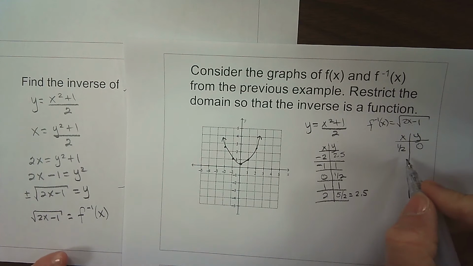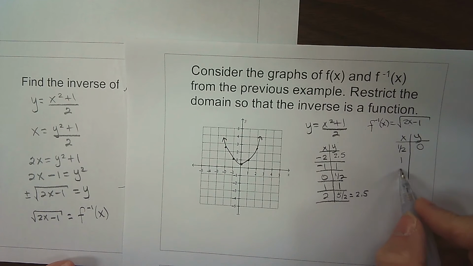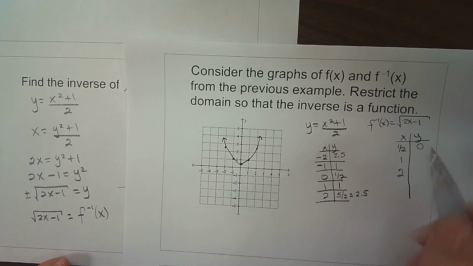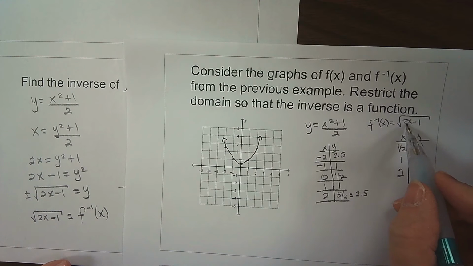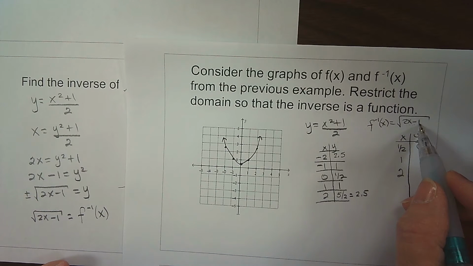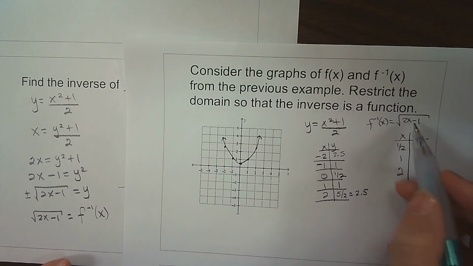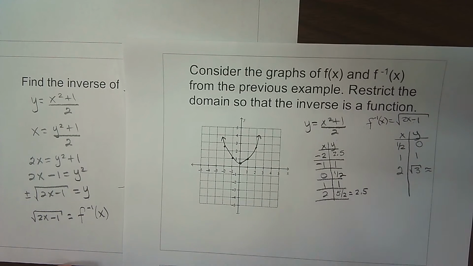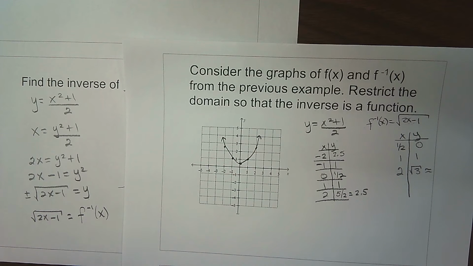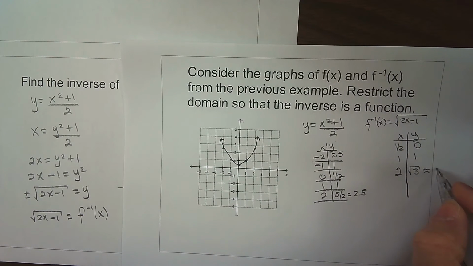How about if we pick something like 1 and 2 and see what we produce there. If I put 1 in here, I get 2 minus 1, which is 1. The square root of that gives me an output of 1. If I plug in 2 here, 4 minus 1, that gives me 3. So take the square root of that, I get the square root of 3, which according to my calculator is approximately 1.7.